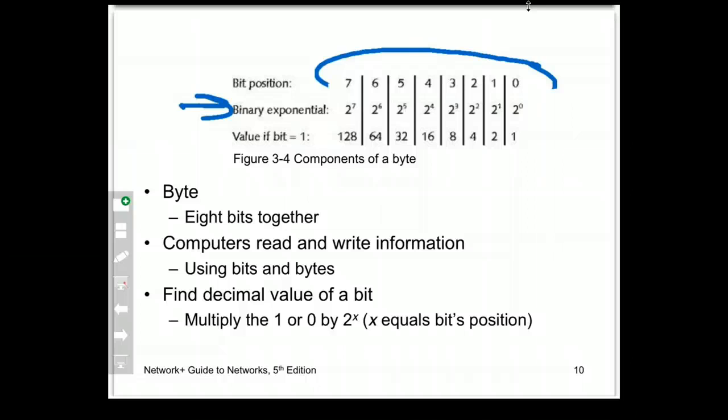When you press keys on your keyboard, it recognizes an ASCII equivalent of that, a number equivalent. But programmers have made it easier for people to use. Users don't have to think in binary. They can just think in alphabet and decimal. And so you find the decimal value of a bit. You multiply that 1 or 0 by 2 to whatever the bit's position is, and then you have your value.